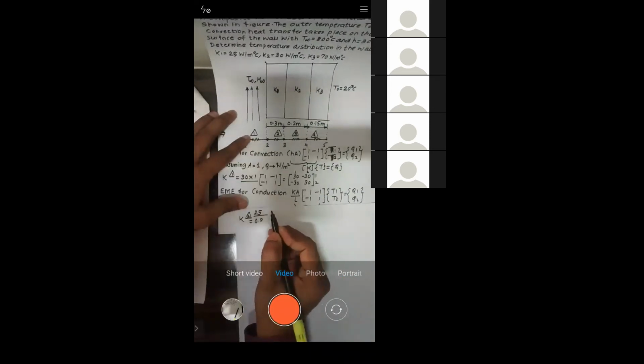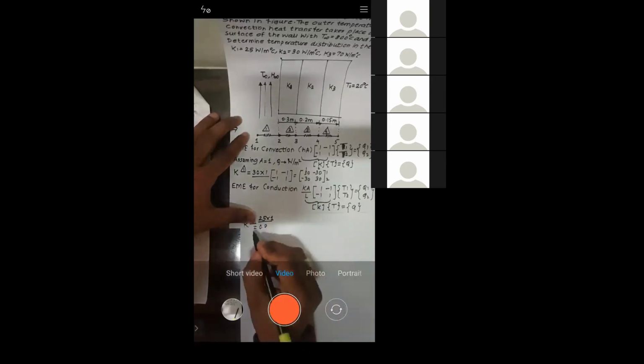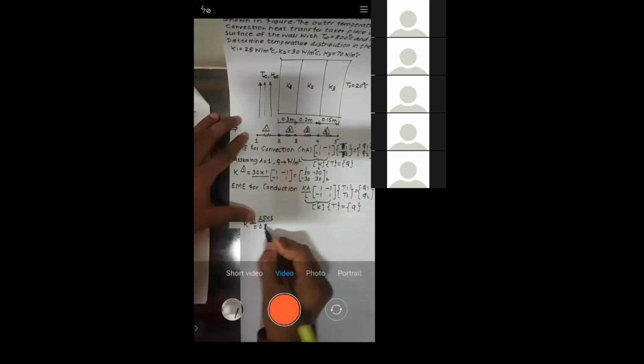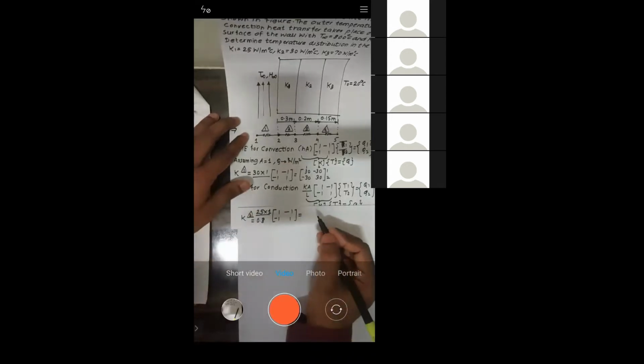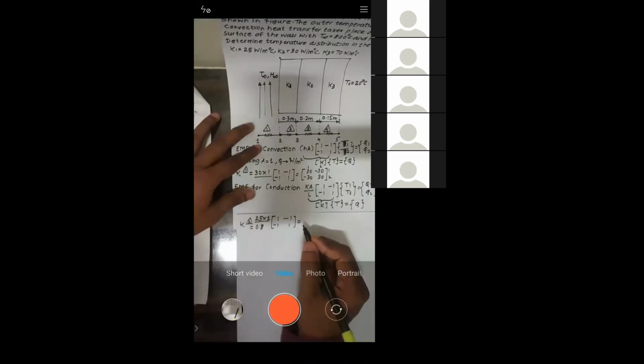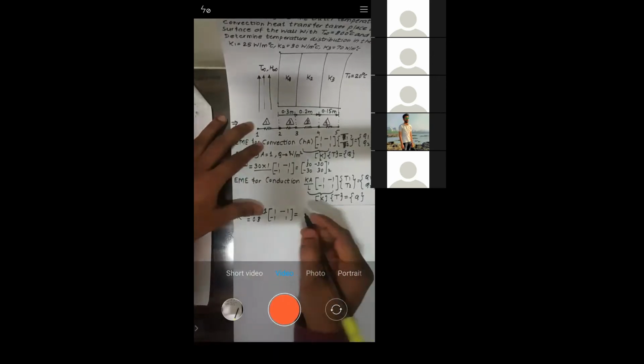This is K into your area. Area will assume it as 1, right? K A by length. Length of element number 1 is 0.3. 0.3 into 1 minus 1 minus 1, right? So tell me, how much are you getting? 83.33. Okay, so I'll write down 83.33, minus 83.33, minus 83.33, and 83.33. Is it okay?